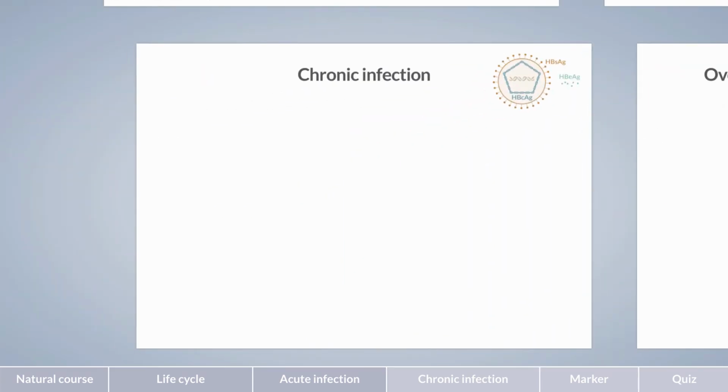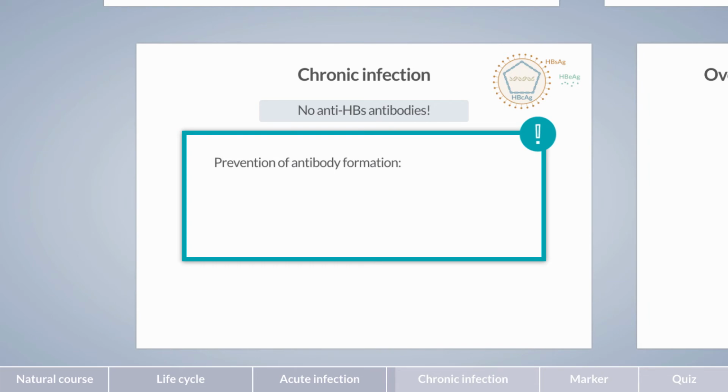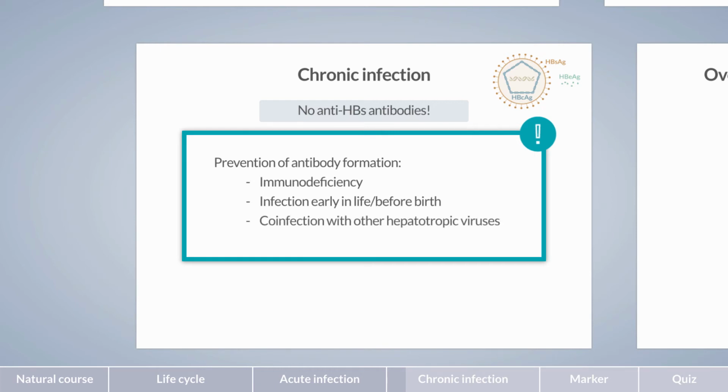In this slide, we would like to take a closer look at the serological course of chronic hepatitis B infection. Chronic infection develops if the body does not form anti-HBs antibodies. The mechanism preventing the formation of individual antibodies in certain patients is not fully understood. There are several factors that may be involved. The onset of an efficient immune response is dependent on the immune status, age of infection, and comorbidities such as infection with other hepatotropic viruses.